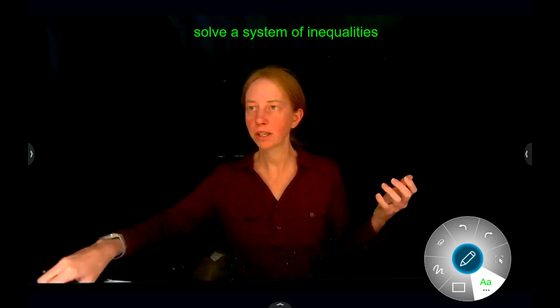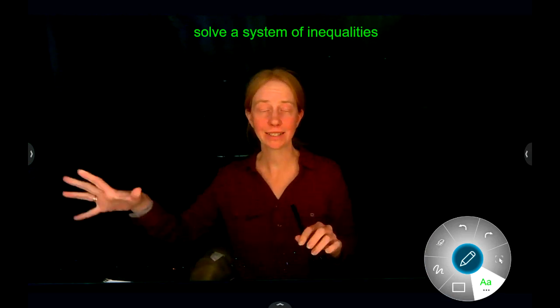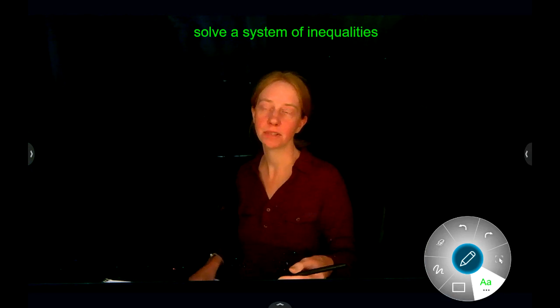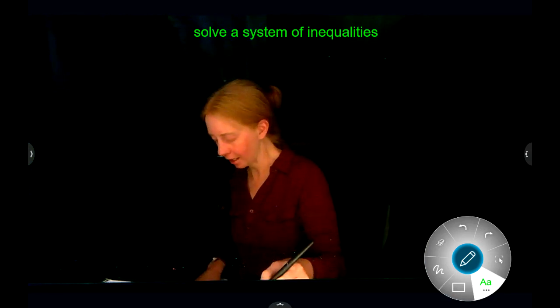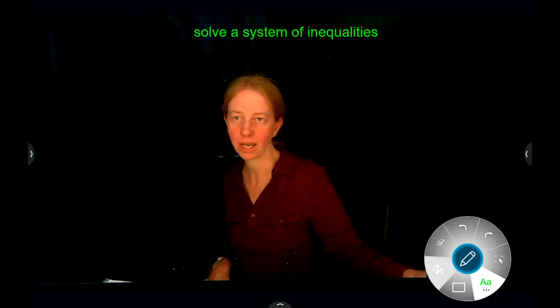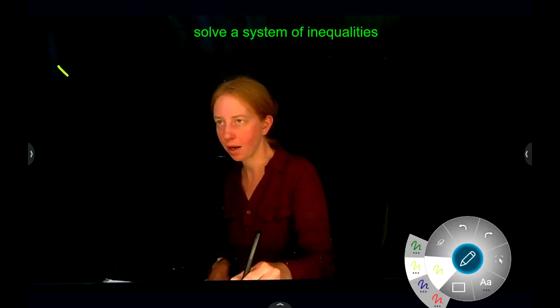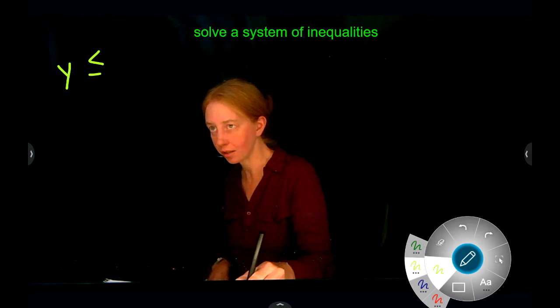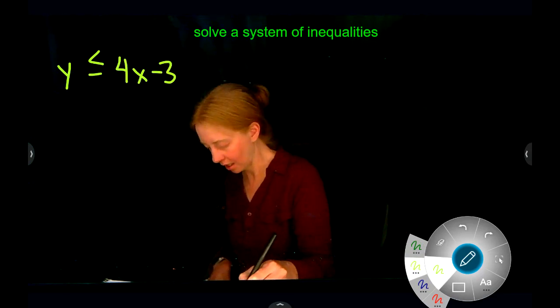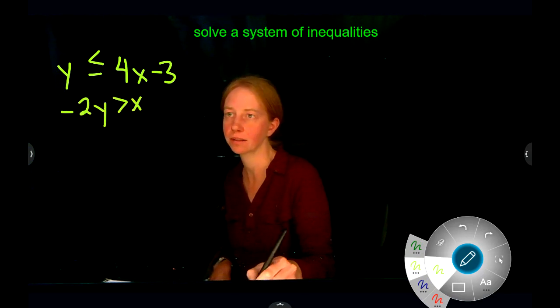Alrighty, so now we're going to move on. We've done systems of equations. We're going to solve systems of inequalities. And so we're just going to start with, switch to pen mode, this problem: y is less than or equal to 4x minus 3, and then negative 2y is greater than x.